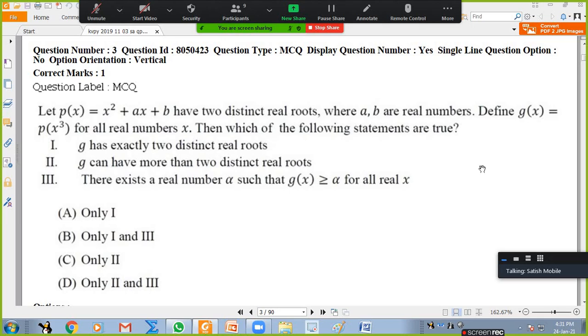Okay, in this third question, they gave P of x as a quadratic expression and they want to replace x with x cube in it. And for that new sixth degree equation, they want to know how many roots there are. Can it have more than 2 distinct roots? Can it have some minimum value and all?